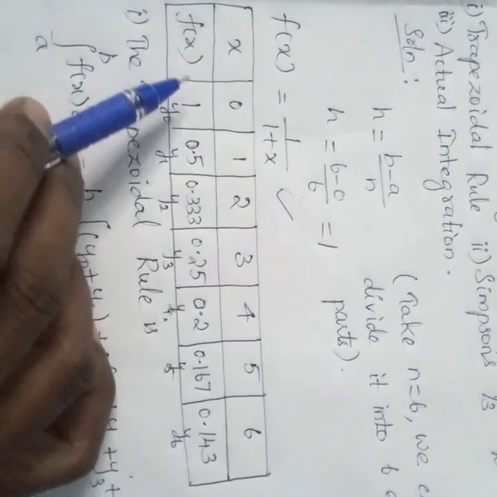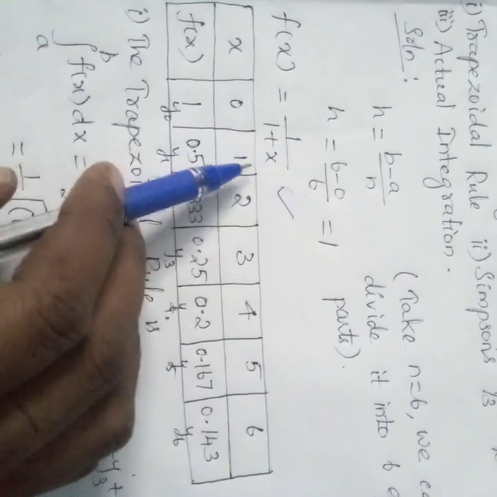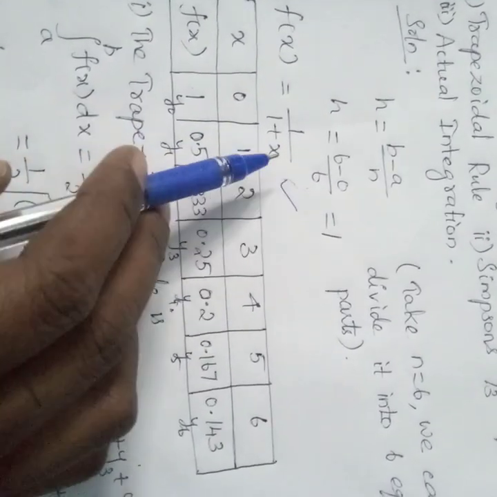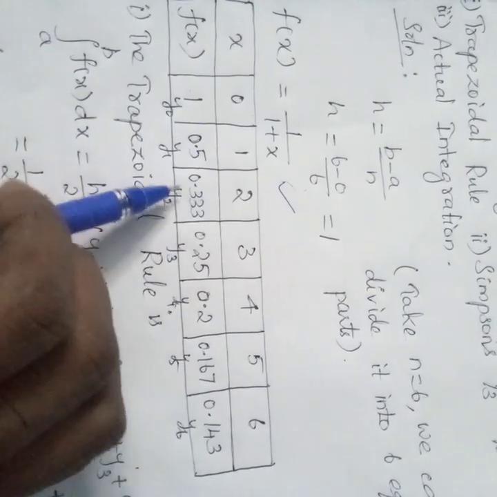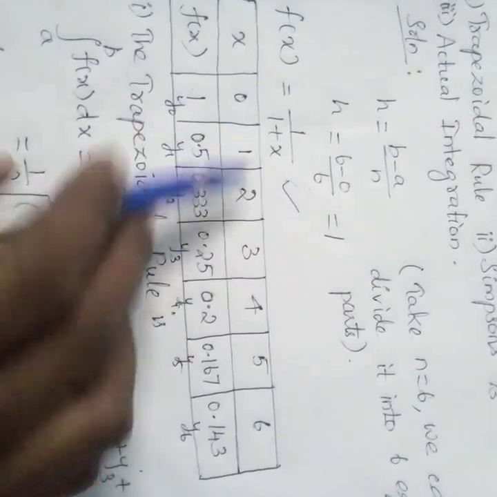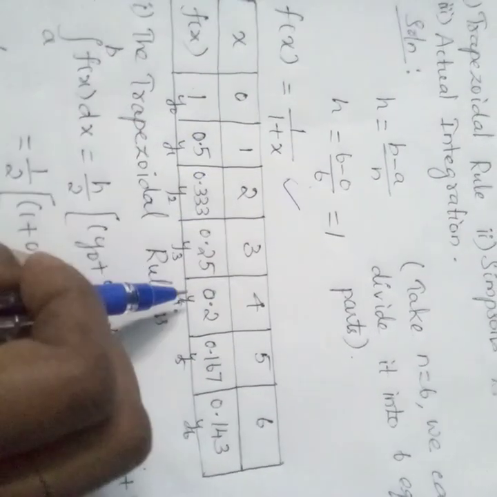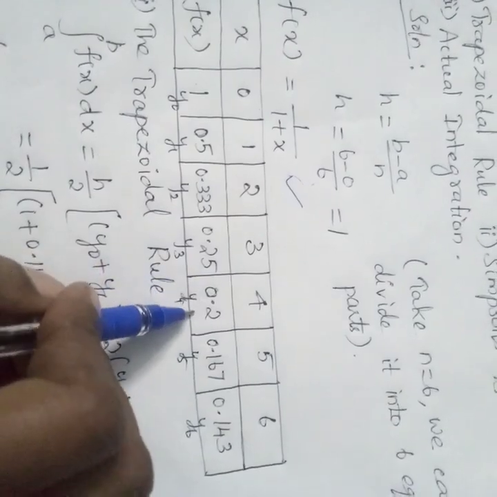F of x. The next f of x, x is equal to 1. So 1 by 1 plus 1, that means 1 by 2, it is 0.5. Now x is equal to 2. So 1 by 3, it is 0.333 etc. x equal to 3. So 1 by 4, 0.25. x equal to 4. So 4 plus 1, 5. That means 1 by 5, 0.2.